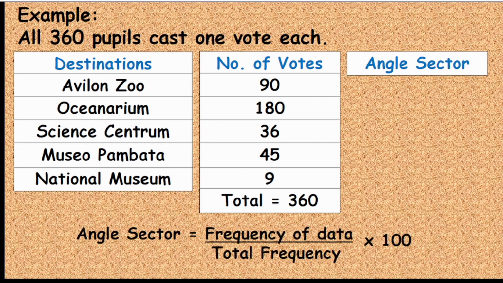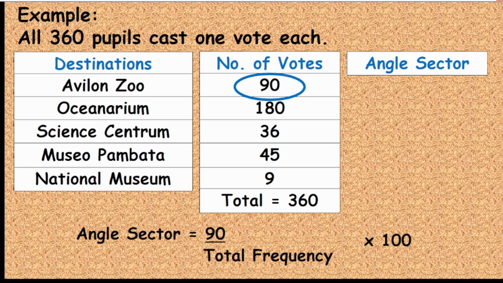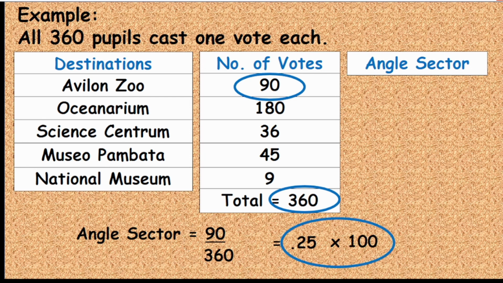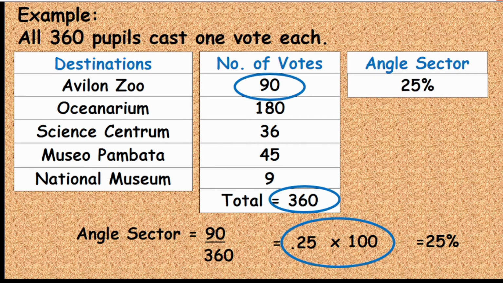The formula for finding the angle sector is frequency of data divided by total frequency times 100. So for Avilon Zoo, the number of votes is 90. That is the frequency of data. And the total frequency is 360. So 90 divided by 360 is equal to 25 hundredths. 25 hundredths times 100 is equal to 25%. So the angle sector for Avilon Zoo is 25%.